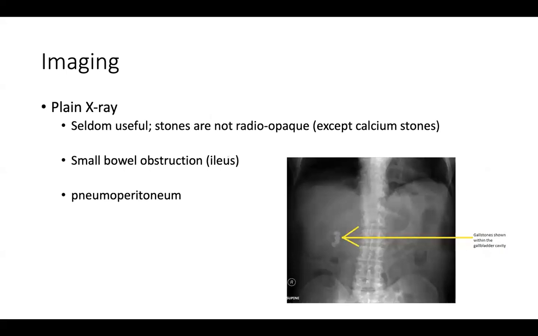Plain X-ray is often obtained but rarely useful. But radiopaque gallstones containing calcifications may be observed in the gallbladder and are more common in the pediatric population. Abdominal X-ray may be beneficial in identifying small bowel obstruction, ileus, or free air under the diaphragm.